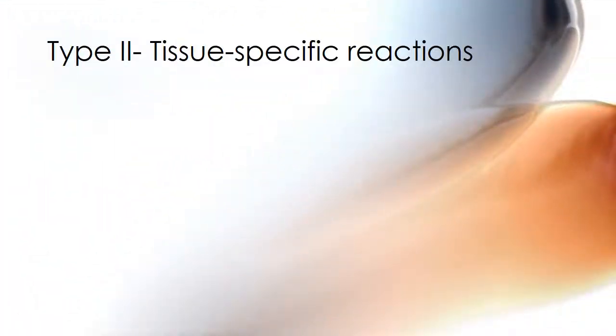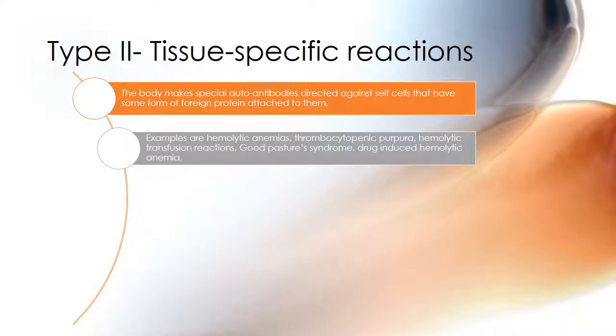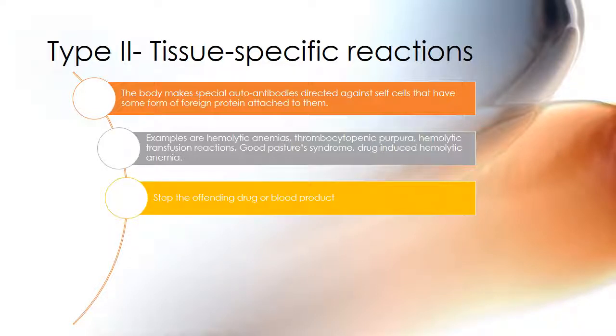Okay, so let's discuss type 2 tissue-specific reactions. The body makes special autoantibodies directed against self cells that have some form of foreign protein attached to them. Examples are hemolytic anemias, thrombocytopenic purpura, hemolytic transfusion reactions, Goodpasture syndrome, and drug-induced hemolytic anemia. If applicable, you want to stop the offending drug or blood product.